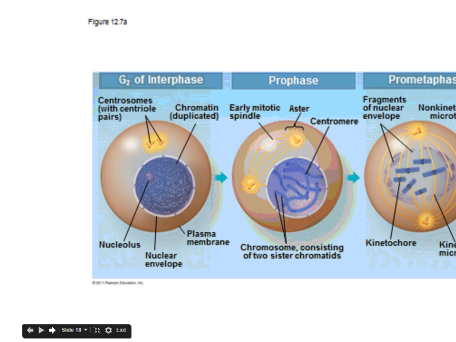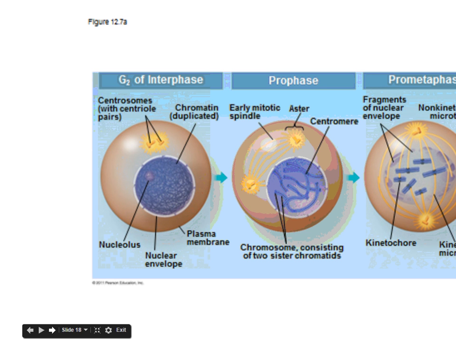And then the other thing that happens is the nuclear membrane begins to break down. Feel free on your note sheet to fill that in under prophase: that the nuclear membrane breaks down, the spindle fibers begin to form, and the DNA condenses into those chromosomes.